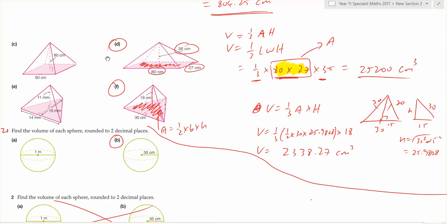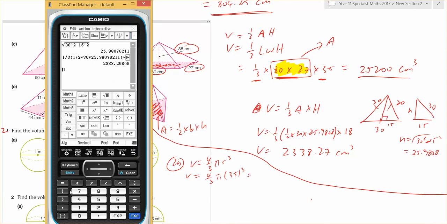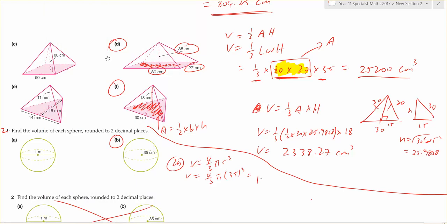For 2b, we've got the volume of a sphere. So 4 on 3 pi r cubed. Volume equals 4 on 3 pi times 35 cubed. Again, don't get tricked if you get given a diameter; you just need to remember it. So 4 divided by 3 times pi times r cubed, 35 cubed, gives 179,594.38 centimeters cubed.